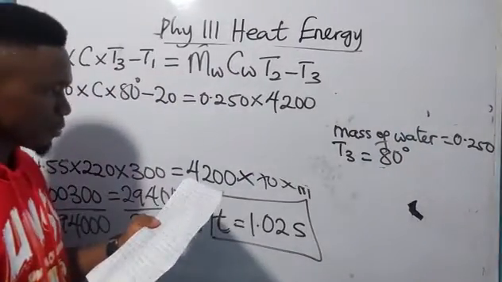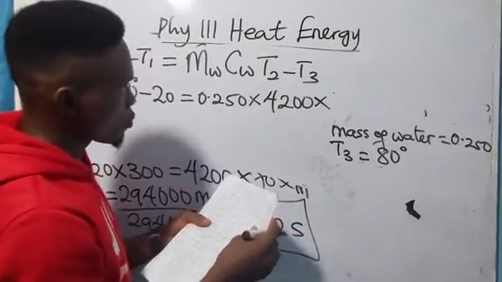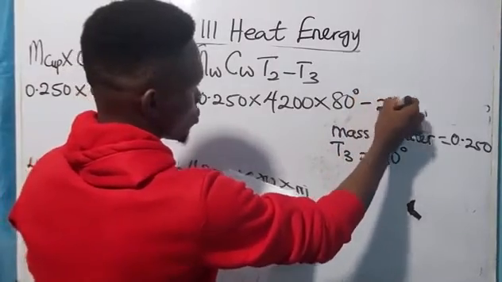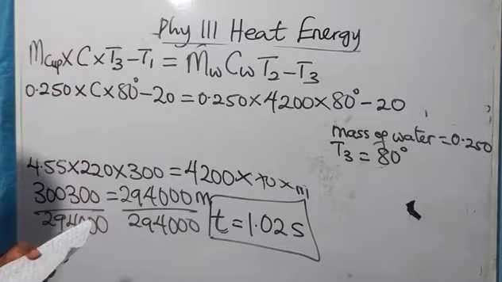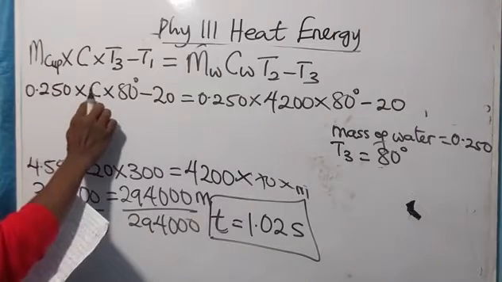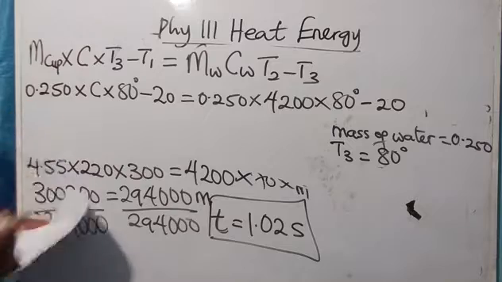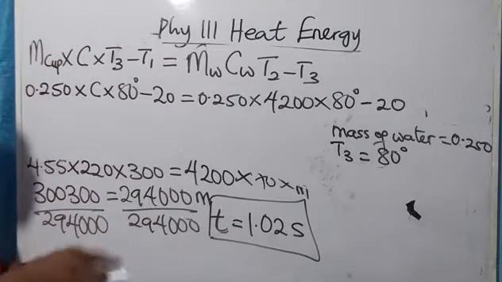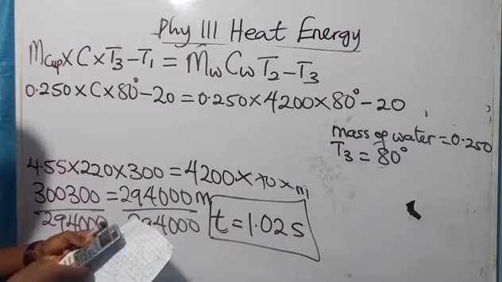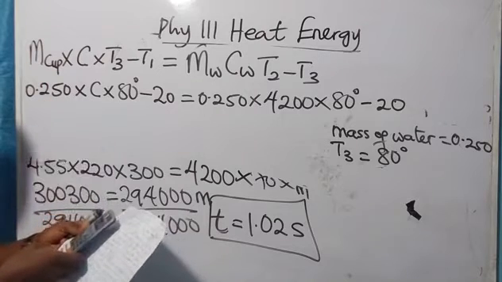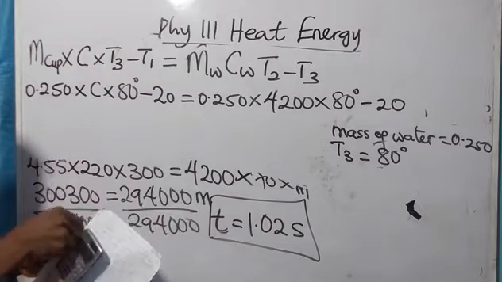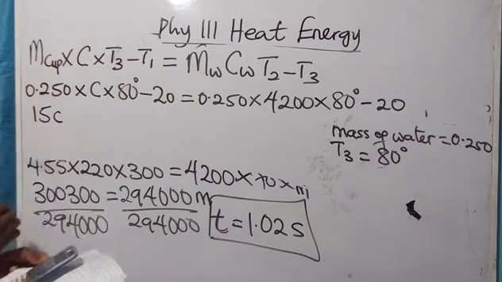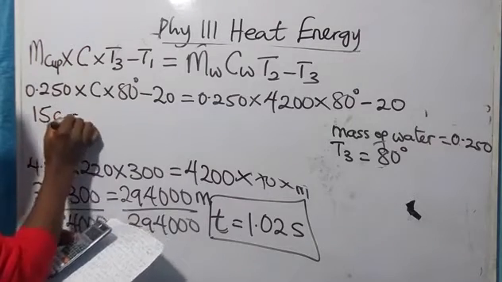So then the temperature change now is T2 minus T1, the same thing: 80 degrees Celsius minus 20. So we are looking for this. Let us go straight to the point. 80 minus 20 is 60. That becomes 60 times 0.250 equals 15. This would give me 15C.